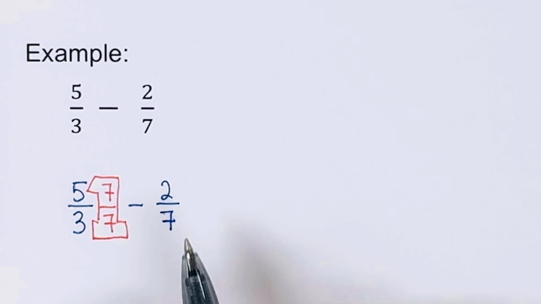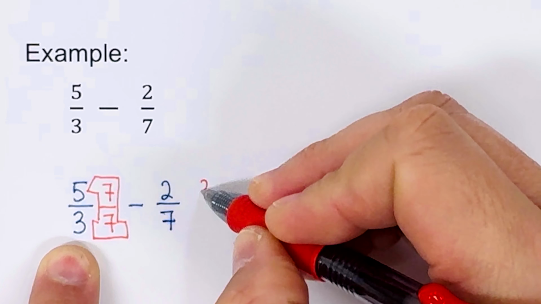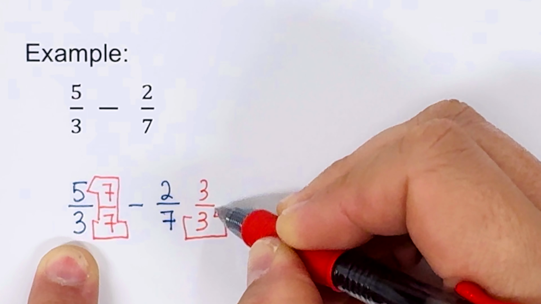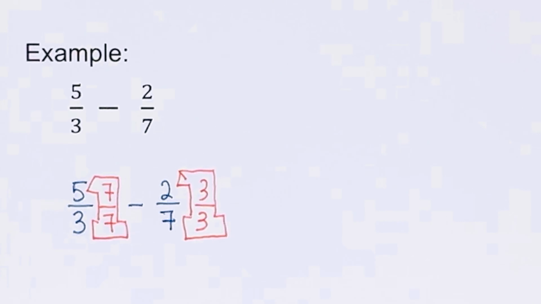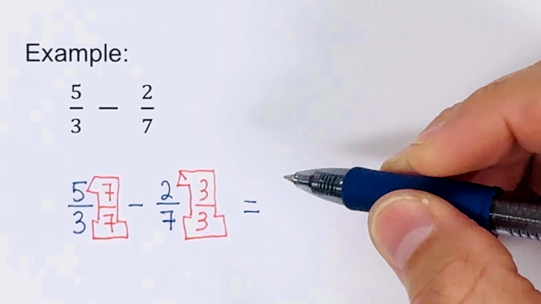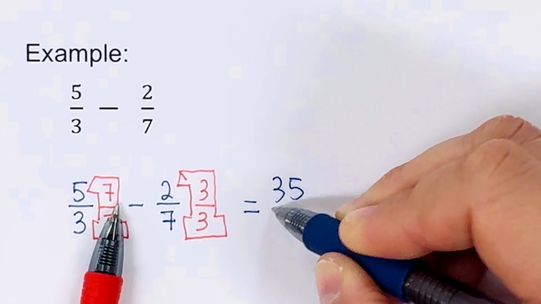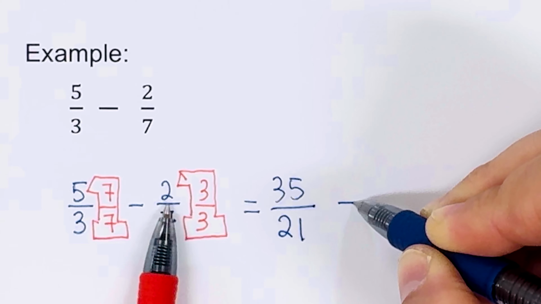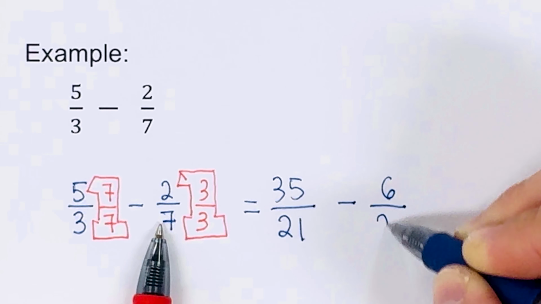On the other hand, the second fraction will be multiplied by 1 again in the form of 3 over 3. So please remember, 3 divided by 3 is 1. Again, this is the reason why this is called the giant 1 method. From here, we multiply them together. So that is 5 times 7 is 35 over 3 times 7 is 21, minus 2 times 3 is 6 over 3 times 7 is 21.